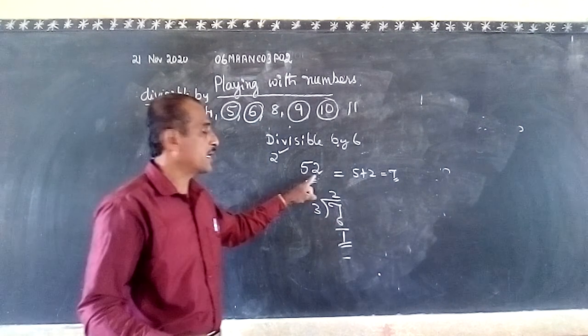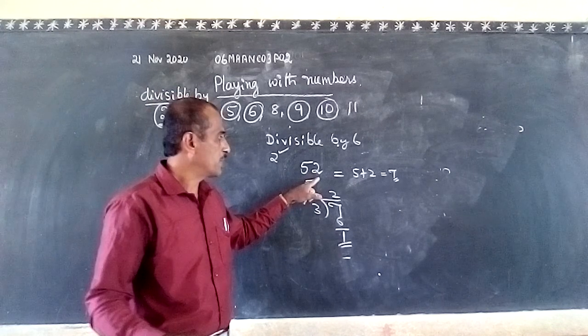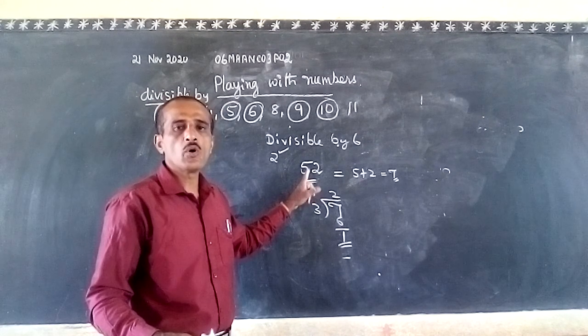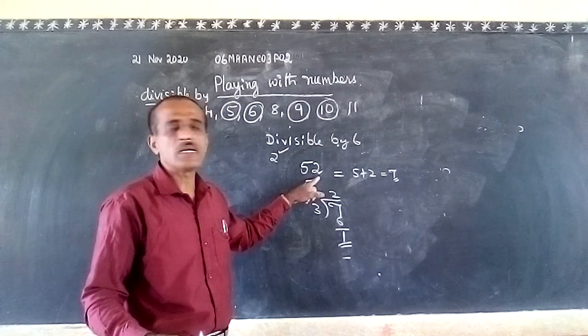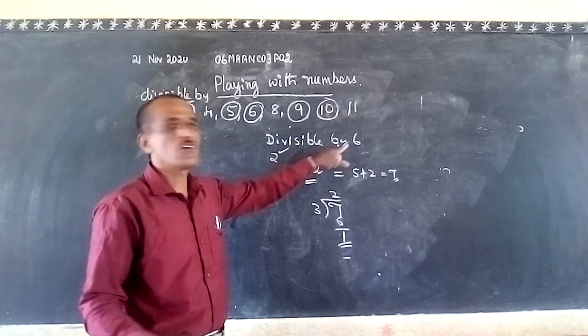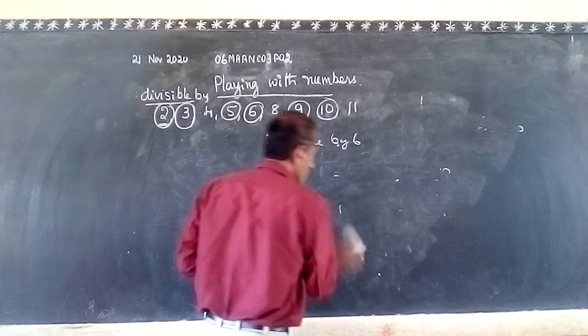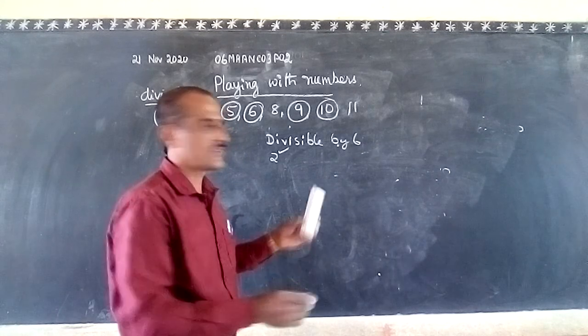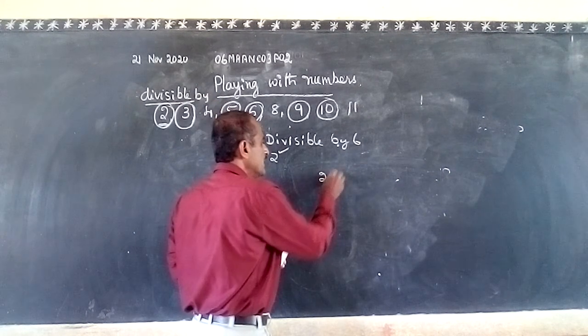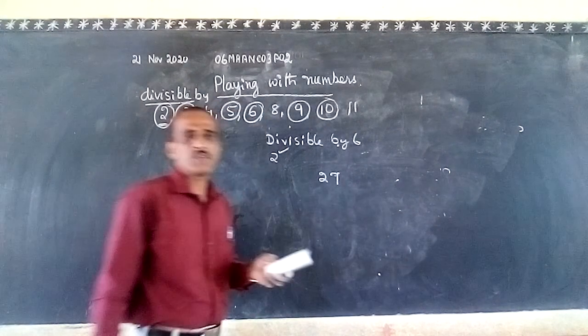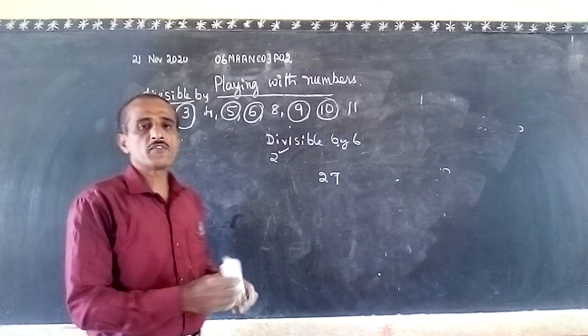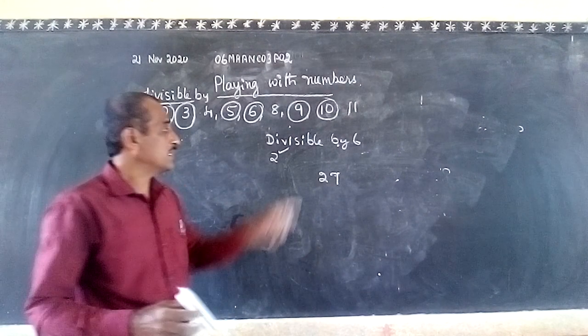Therefore, 52 can be divided by 2, but it is not divided by 3. Therefore, 52 is not divided by 6 completely. Okay? You can't divide it by 6. Now I will write 27. Whether it is divisible by 6.